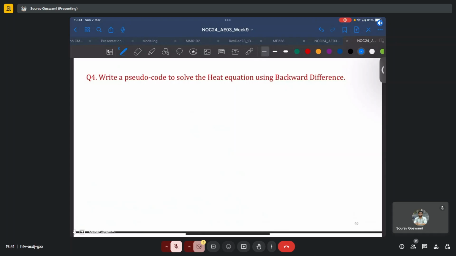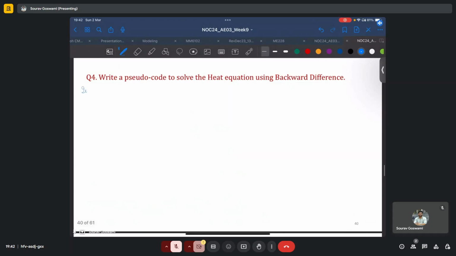And now we'll try to write a pseudocode to solve for the heat equation using backward difference. I will readily supply this pseudocode, and I have borrowed this from reputable sources. But I would request you to implement it and check whether it works for your case. So the objective for this code, of course, is to solve for the heat equation using backward difference.